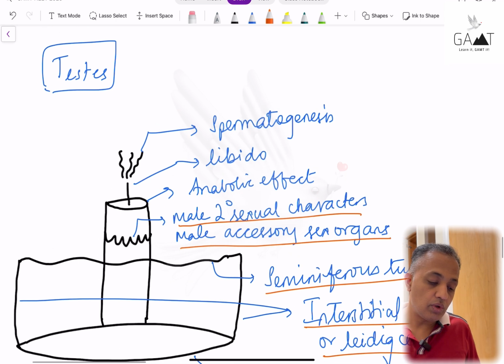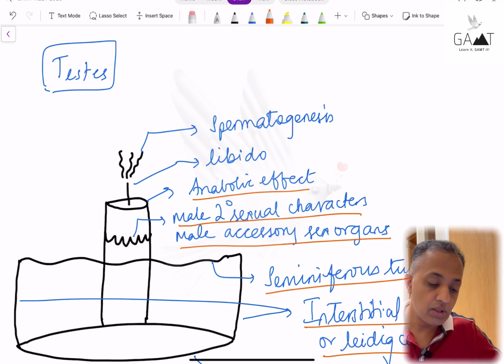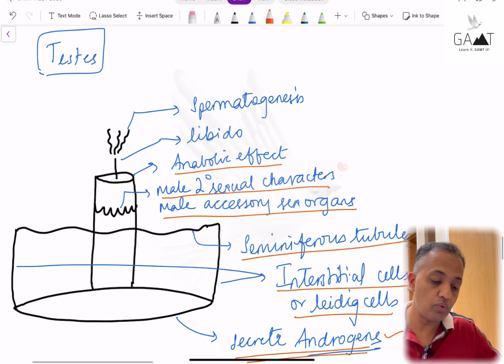The A, which is the outline of the candle, stands for anabolic effect. The androgens have an anabolic effect in the body. It increases the growth of the body and the growth of the muscles. You can see a lot of anabolic steroids being used by athletes to increase stamina, endurance, and muscle build. It also plays a role in the libido, so people who have low androgen levels can have low libido, and it also helps in spermatogenesis. So this stands for libido, and the smoke, the S, stands for spermatogenesis.